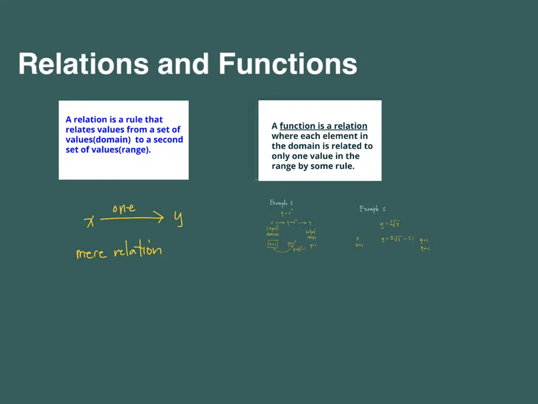So if we inspect example number 1, y is equal to x squared, we can observe that every time we input a value of x, we always get a single value in the y. If I make x equals 2, then x squared will become 4, and that's a single value. If I make x equals 3, then 3 squared is 9, and that's a single value. So every x value that we input, we always get a single value in the y. So y equals x squared is an example of a function.